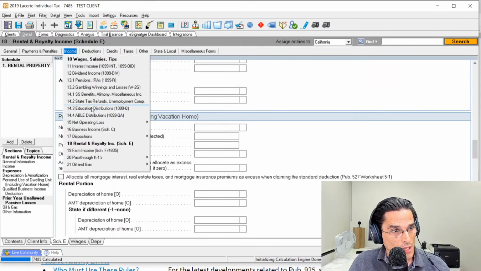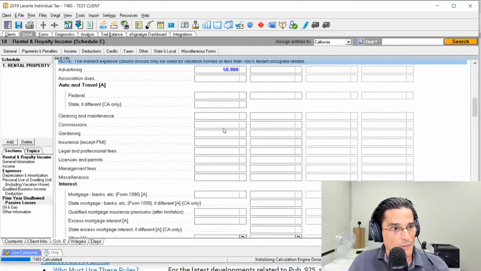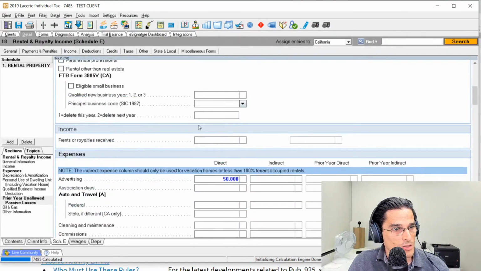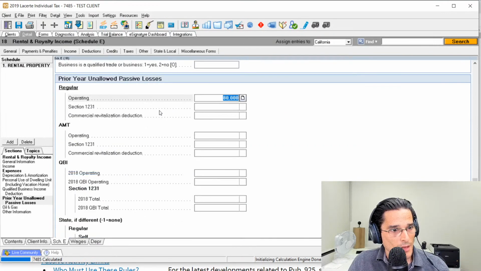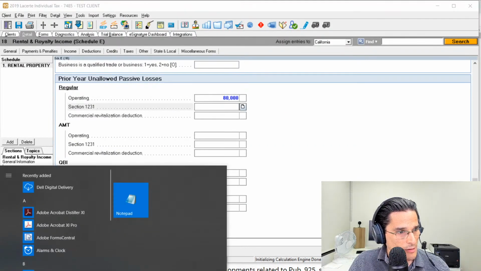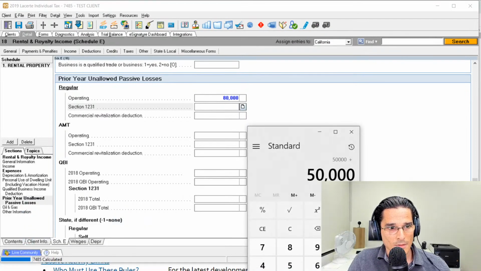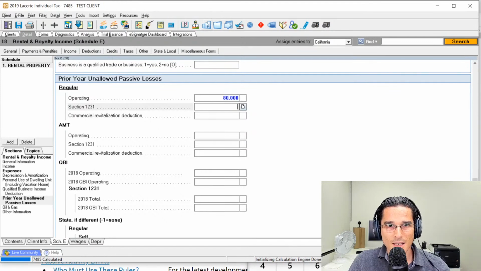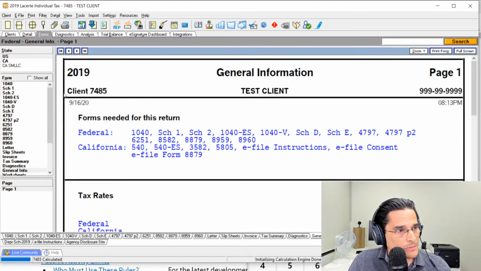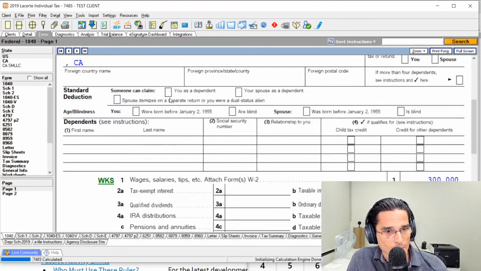The losses from the current year in 2019 are $50,000. All right, so we got $50,000 and $80,000 that are being carried forward. So let's just add them together. $130,000. So what do you guys think is going to happen on this tax return in 2019? Let's take a look. All right, so going to the 1040.